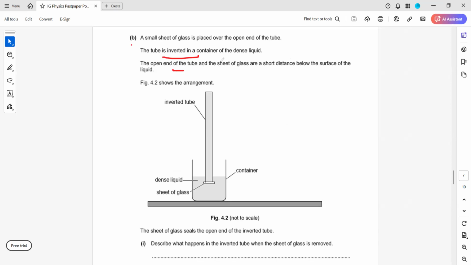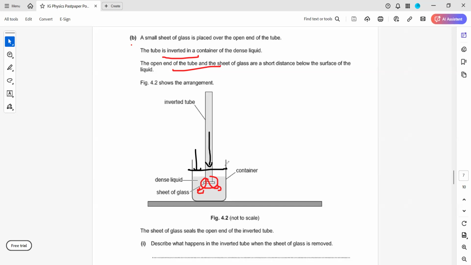The open end of the tube and the sheet are a short distance below. The sheet of glass seals the open end of an inverted tube. Describe what happens in the inverted tube when the sheet of glass is removed. The moment we remove this, the first thing that will happen is the level of the liquid will decrease. Eventually, when the pressure of the atmosphere equals the pressure of the liquid in the inverted tube, it will stop changing level.